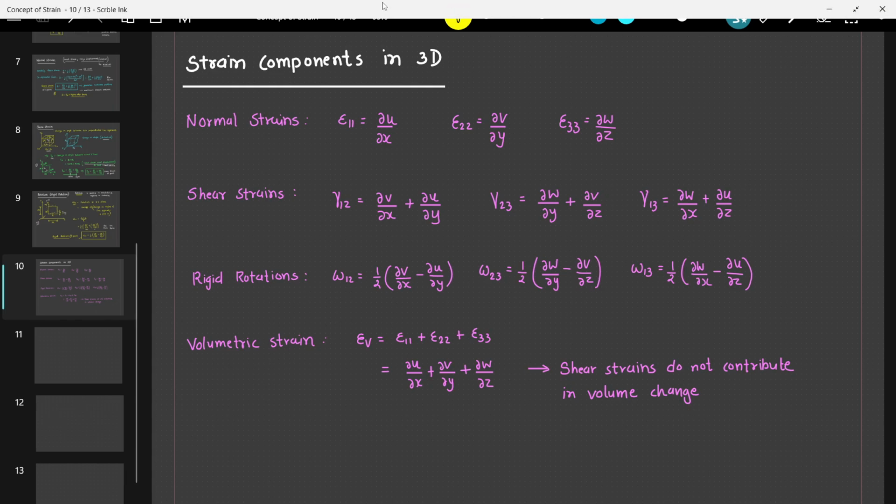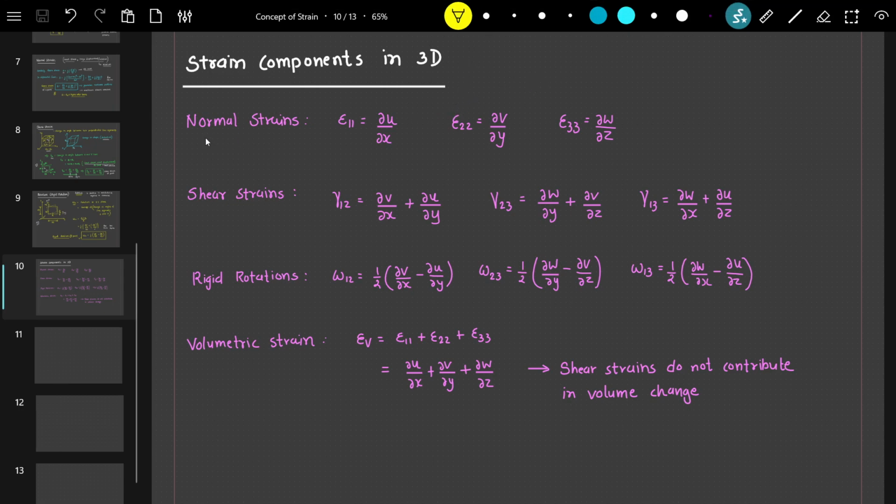Now let's see strain components in 3D. So we will see normal strains, shear strains, rotations, and volumetric strain. Let's say U is displacement in x direction, V is displacement in y direction, and W is displacement in z direction.